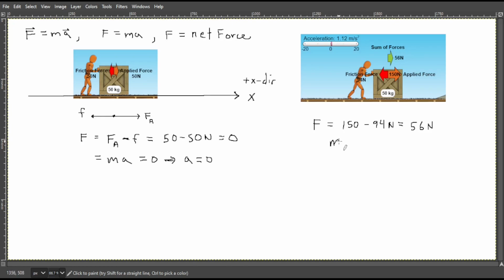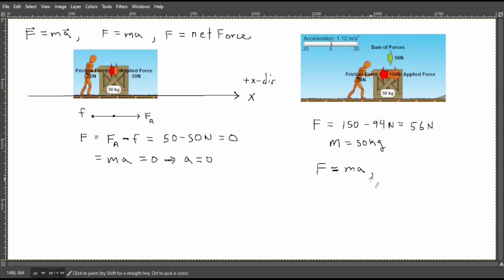So let's say we're given the mass is equal to 50 kilograms. We want to verify that the acceleration should be 1.12 meters per second squared. So what do we have? We have F equals ma. That's Newton's second law. We want to verify the experimentally determined acceleration is consistent with Newton's second law of motion.